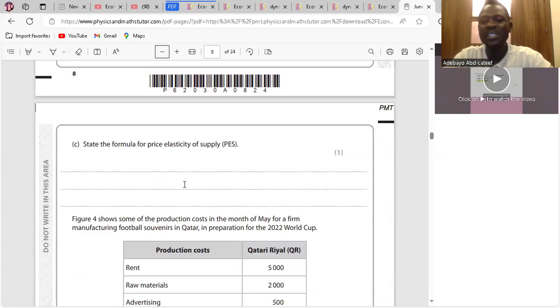State the formula of price elasticity of supply. Percentage change in quantity supplied over percentage change in price. Do you get that? Yeah. Cool. We move on.